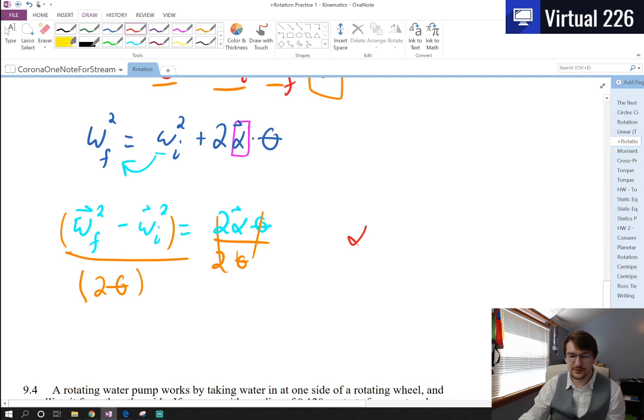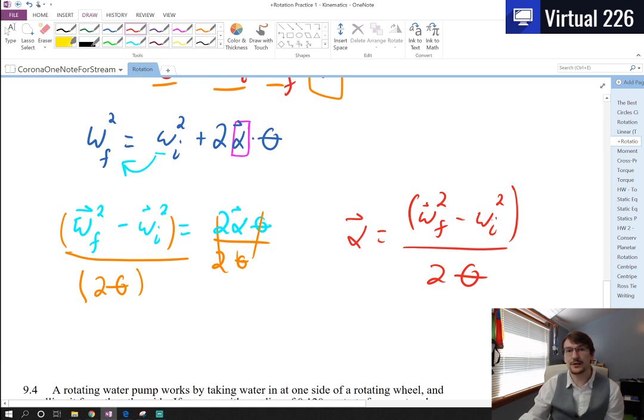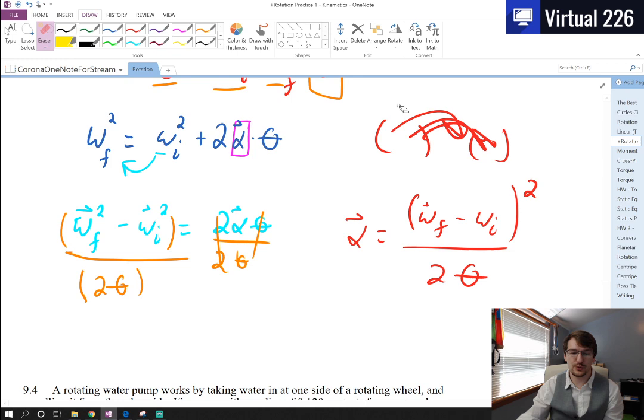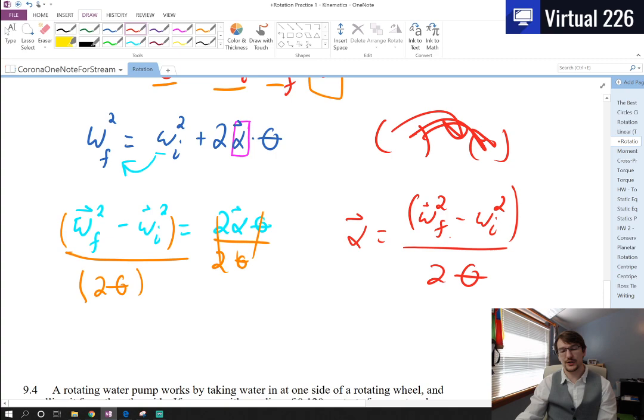So this gives us our final answer that alpha can be found by taking the final angular velocity squared minus the initial squared, divided by 2 theta. It's important to recognize here that you need to square each of these values before you subtract them. This is different than if you were to write this, because if you wrote this, you're actually foiling terms there. You'd have 2 terms, and you'd have to FOIL. So we're not doing that. We are squaring them and then subtracting them. We talked about that earlier on in the year, so make sure you do that there.